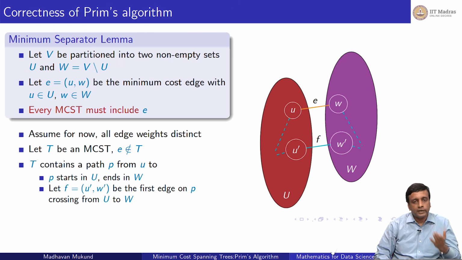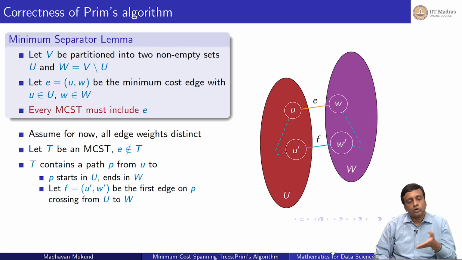You cannot go from the left side, from the red set to the purple set, from capital U to capital W, without crossing from this side to that side via some edge. And if I assume that I have not taken the edge E which I am interested in, which is the smallest edge connecting U to W, I must have taken some other edge. So this is what the picture looks like. Now we can see what happens.